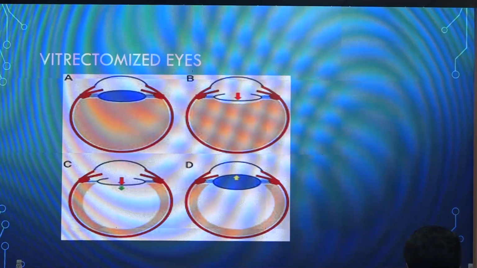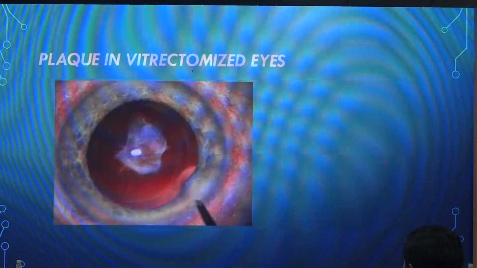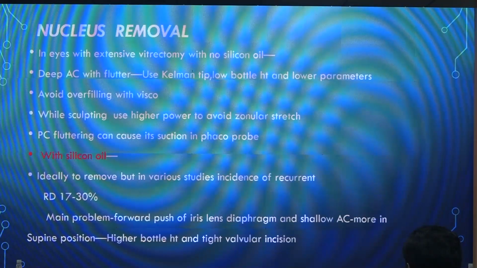So this is what is happening in vitrectomized eyes with and without silicone oil. There is a deepness in vitrectomized eyes without oil, and with oil there is an upthrust, and this is the plaque that I was talking about.